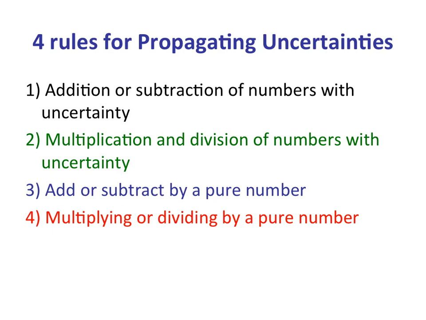So these are the 4 rules that we're going to be talking about. First, we're going to be looking at what you do when you're adding or subtracting a number with uncertainty. Then we're going to be looking at what you do when you multiply or divide a number with uncertainty. And then we're going to be looking at what you do if you have a number with uncertainty and you add or subtract it by a pure number, which is a number without any uncertainty. And then the same thing, multiplying or dividing by a pure number.